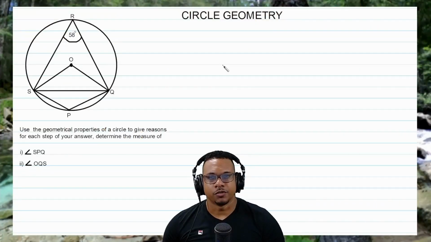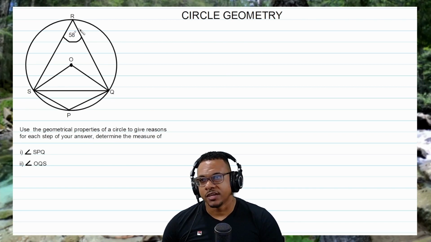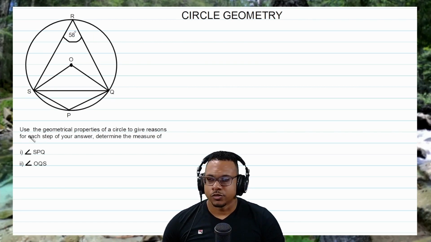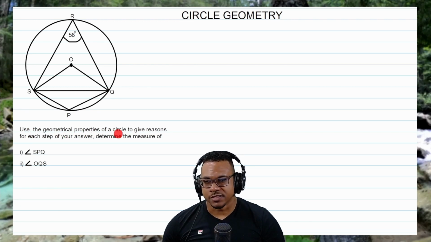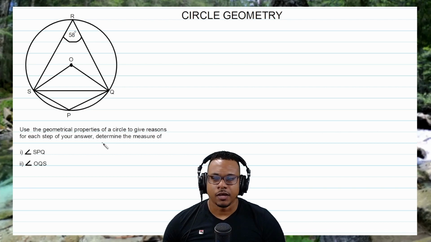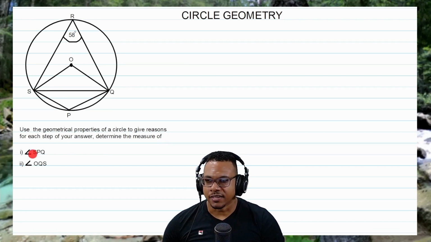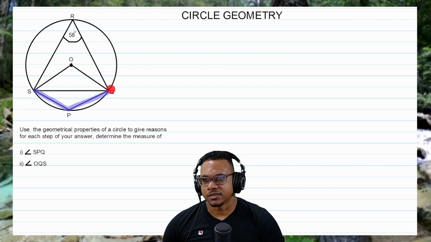In this video, we are going to be looking at circle geometry, and we are going to be looking at some exam type questions. So here I have my first question. We are going to use the geometrical properties of a circle to give reasons for each step of our answer, and we want to determine the measure of angle SPQ. So that's S to P to Q. That's this angle right in here.